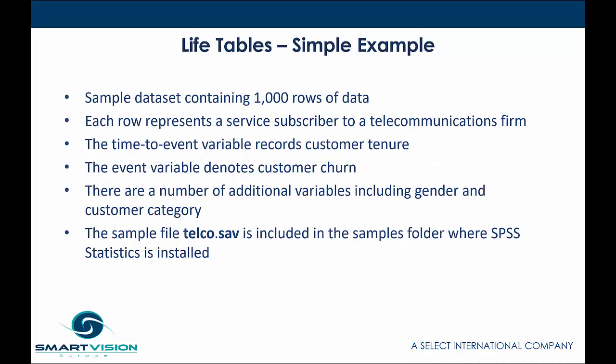The example dataset we're going to use contains 1,000 rows of data, where each row represents a different customer or service subscriber to a telco firm. The time to event variable in this case happens to be their tenure as a customer, how long they've been a customer, and the event variable denotes whether or not they cancelled their subscription or stopped being a customer, in other words, whether or not they churned. There are a number of additional variables, including things like gender and customer category. The sample file is called telco.sav, and it's included in the samples folder where SPSS Statistics is installed.